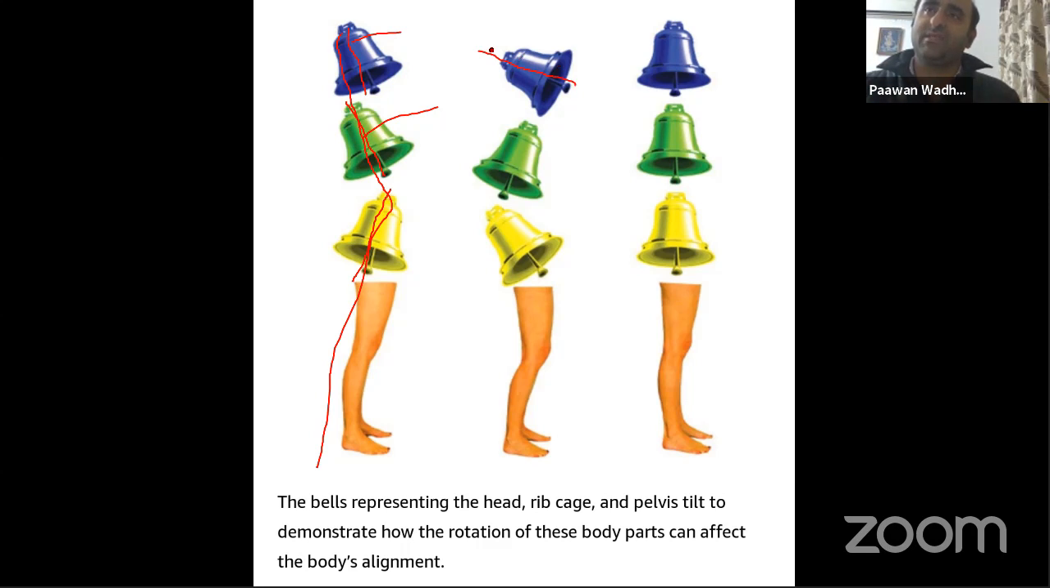Person is not seeing down, person is seeing too much up. These are the eyes, like this. And the ribs are well anchored, too much anchored actually, and pelvis is tucked. So this is total distortion of the axis like this, which is wrong. Here, the alignment is so proper. The bells representing the head, the rib cage, and the pelvis tilt to demonstrate how the rotation of these body parts can affect the body's alignment.